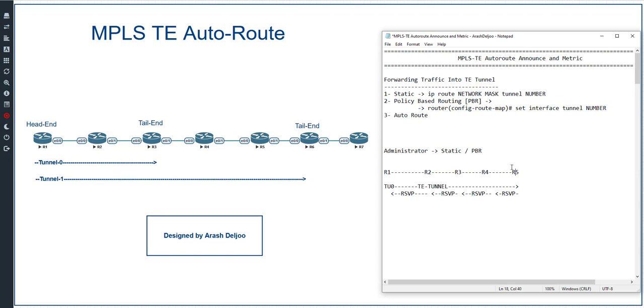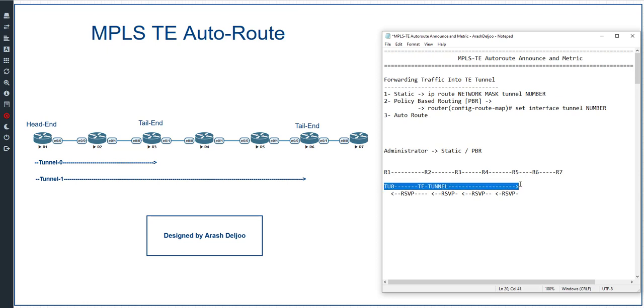After that, the next thing that is important is that we cannot use this tunnel for forwarding traffic to, for example, the link that the tunnel passes through. We can use this tunnel only for the networks after the tunnel. Look here, R6, R7. For example, here we have the TE tunnel.